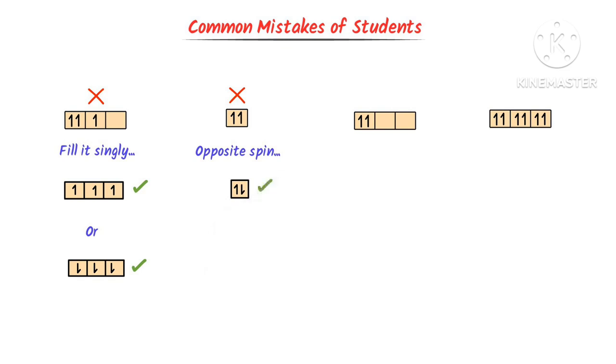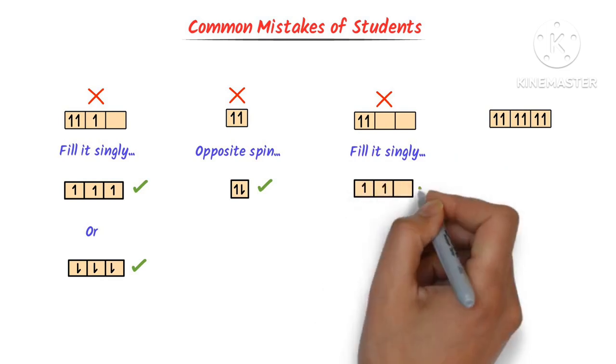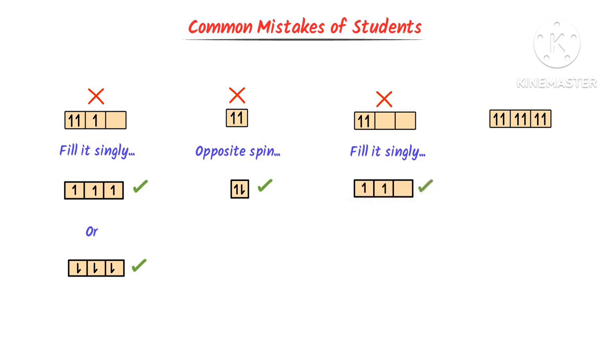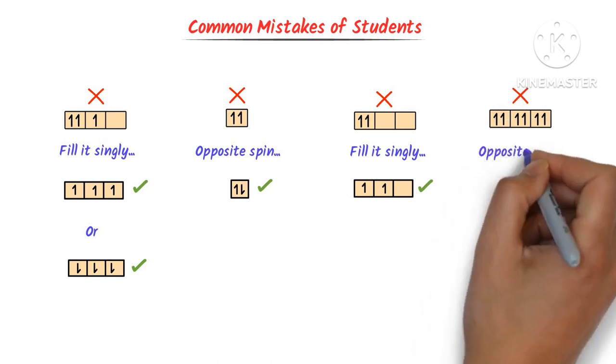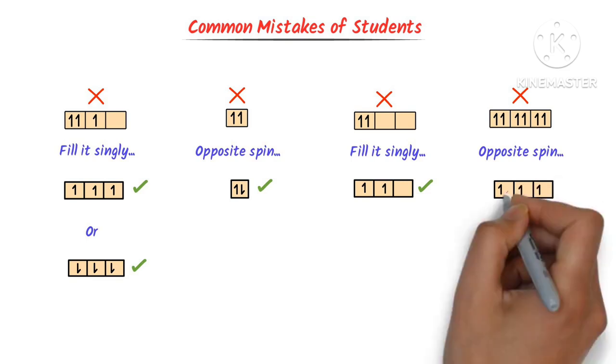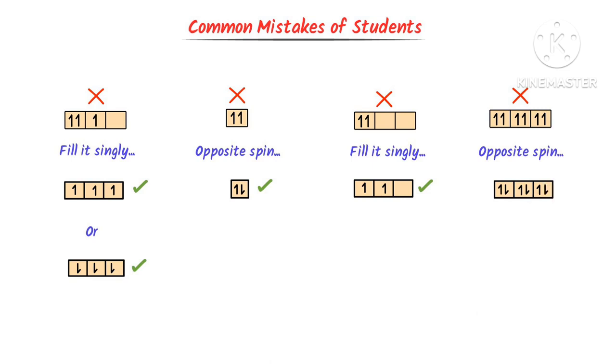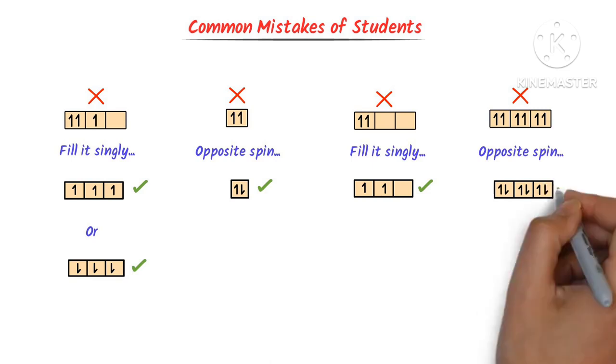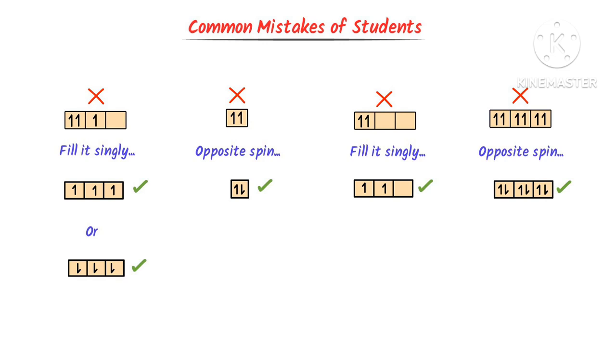This is correct. Thirdly, this is wrong because according to Hund's rule, we have to singly fill it, like first electron and second electron in upward direction. Finally, this is also wrong because all these electrons have the same spin. I write first electron, second electron, third electron in upward direction, then first electron, second electron and third electron in downward direction. Now it is correct. Thus note down these common mistakes of students.